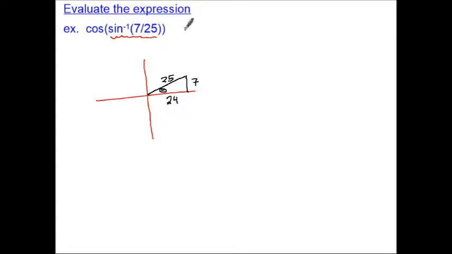And so now, basically what I've done is, what I really want to know is what cosine of theta is. So there's my theta, and now again, just playing SOHCAHTOA with my cosine gives me 24 over 25. And so the final answer is what I just said, 24 over 25.